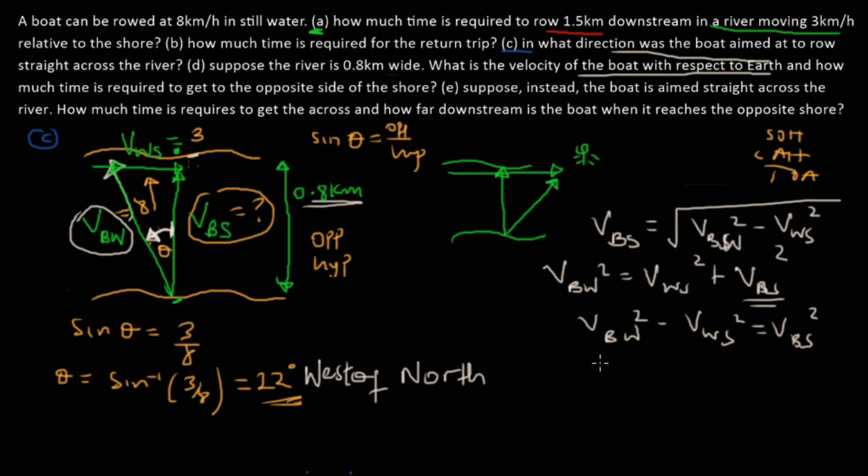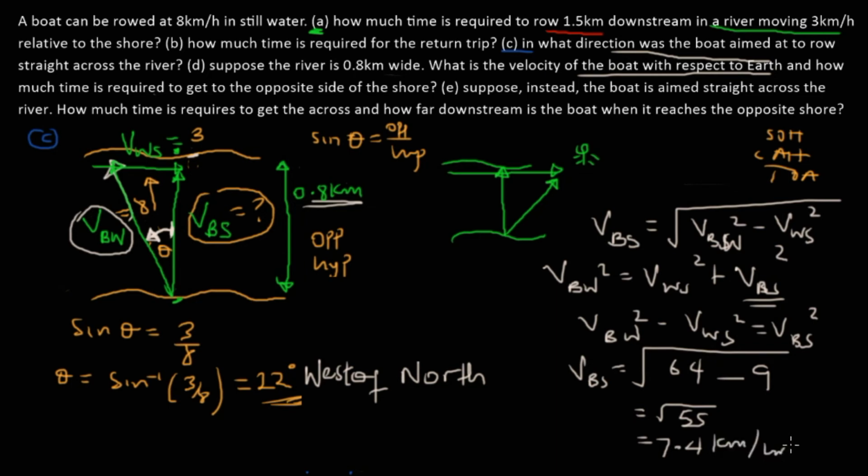Then we can have something of this nature. VBS is the root of VBW squared, that's 64, minus 9. If you do that correctly, you should have the square root of 55, and the square root of 55 is 7.4 kilometer per hour. Now, to find the time, the question says how much time is required to get to the opposite side of the shore.